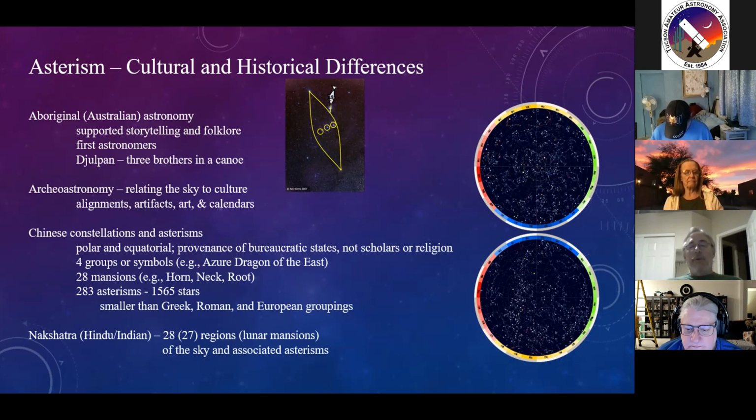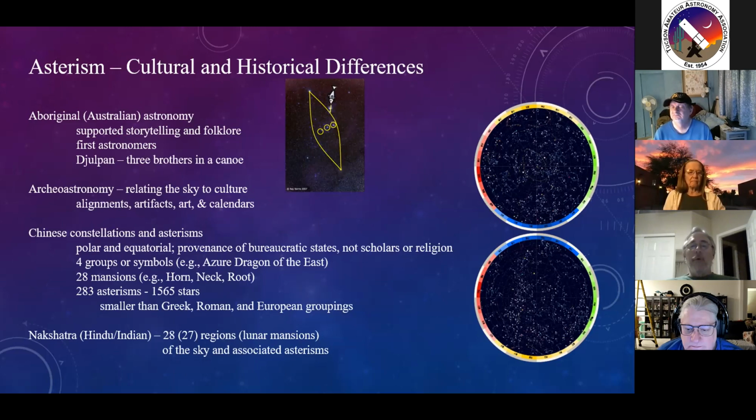But basically, the Chinese broke the sky up into four groups or symbols, and you can see an example here is the Azure Dragon of the East. They were either mythical beasts or real beasts. And of course, they associate color and they associate direction with them. Each one of these four groups had what they refer to as 28 mansions or houses. And as an example, and I didn't list them all, they may describe a certain portion of that symbol, not necessarily the whole symbol, but certain portions of that. And then contained within those four groups, 28 mansions, we worked down to where their groupings were rather small. They had about 283 asterisms identified that were comprised of 1,565 stars.